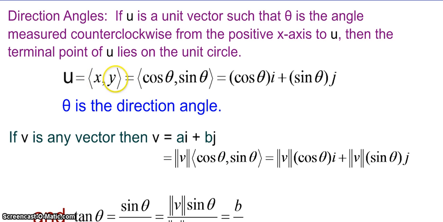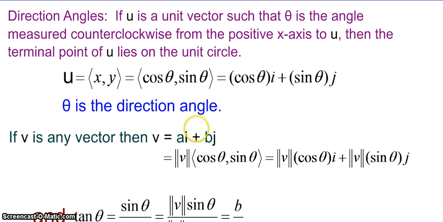So some notations for u in component form: we could write it as <x, y>. We could also write it as <cosine of theta, sine of theta>, because the cosine of theta will equal the x component, and the sine of theta will equal the y component. And we could also write it as cosine of theta i plus sine of theta j, where again theta is what we refer to as the direction angle.